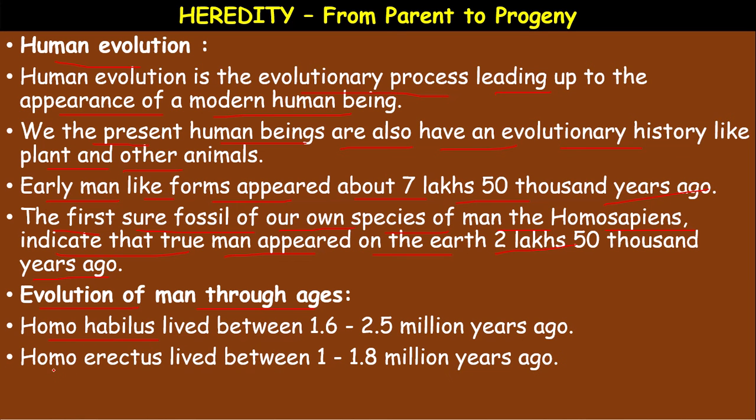The next, Homo erectus, lived between 1 to 1.8 million years ago. Homo erectus, the erect man or Java man, about 1.5 million years ago, in the mid Pleistocene period. The cranial capacity was 800 to 1100 cubic centimeters. They were omnivorous, eating plants and animals. Their height was also 1.5 to 1.8 meters.